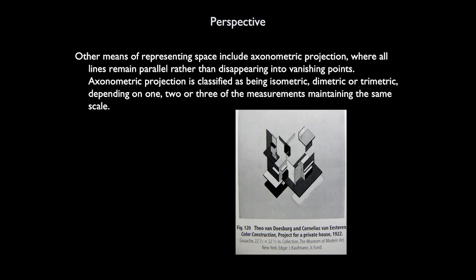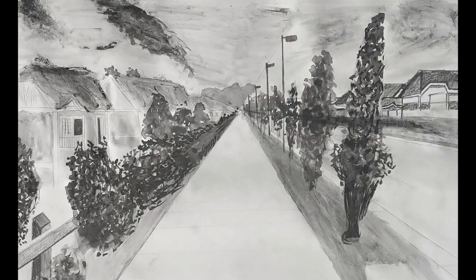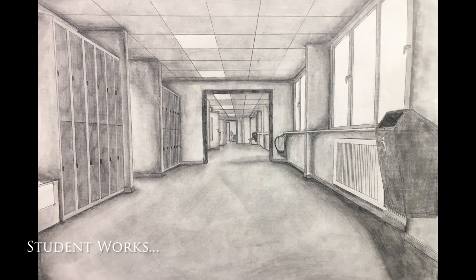So other means of representing space include axonometric projection, where all lines remain parallel rather than disappearing into vanishing points. Axonometric projection is classified as being isometric, dimetric, or trimetric, depending on 1, 2, or 3 of the measurements maintaining the same scale.